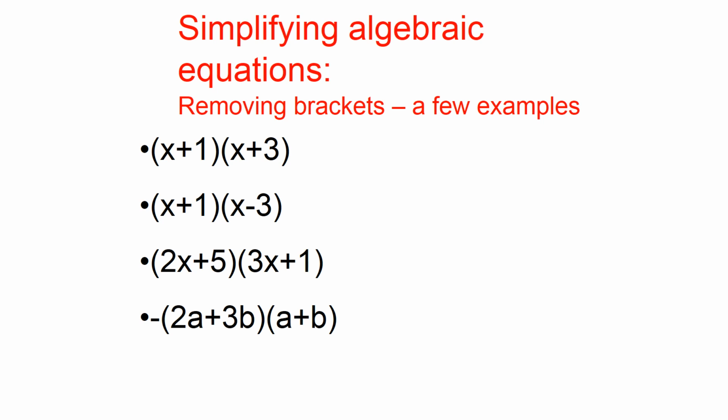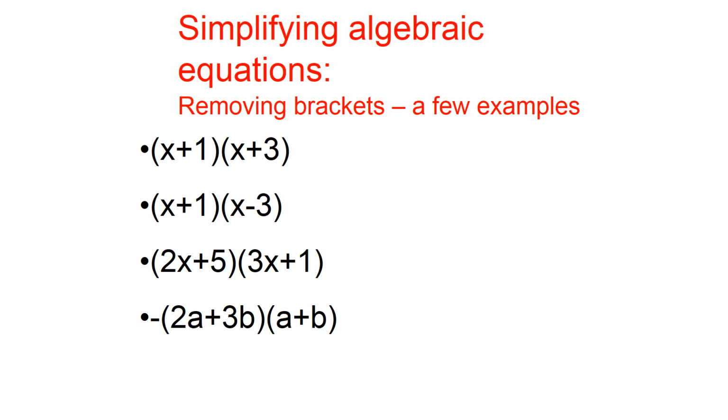And then plus 1 times x plus 3. Happy? Okay, then you just do the expanding the brackets for each one individually. So x times x is x squared, plus 3x. That's that bracket. And then plus, we've got 1 times x is x, and then 1 times 3 is 3.